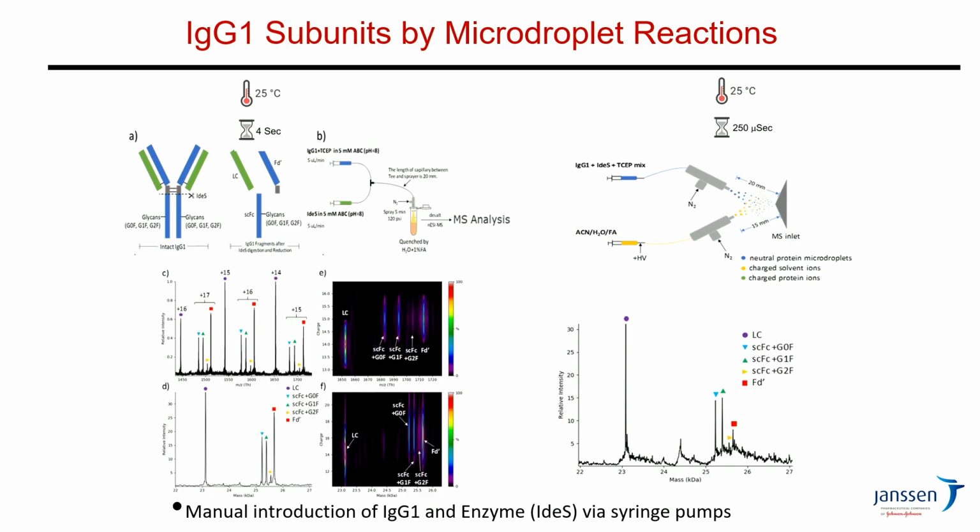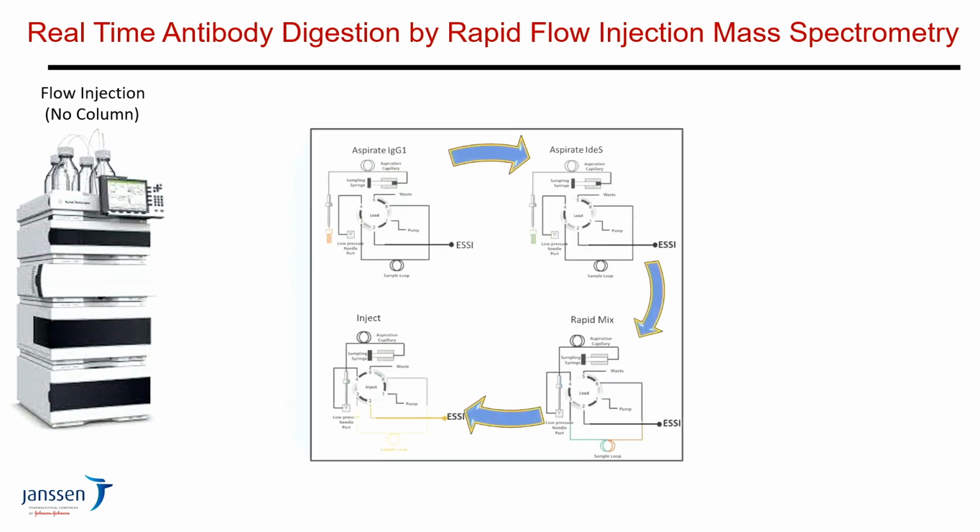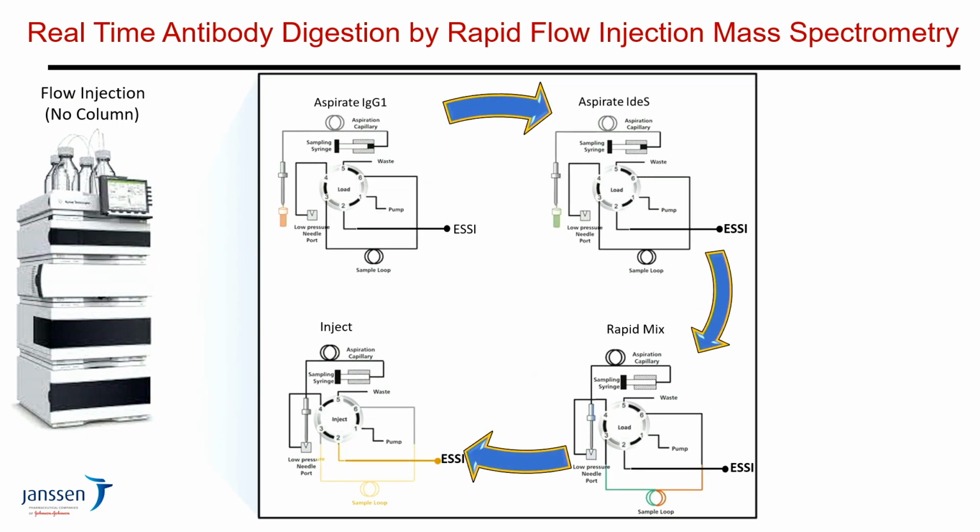The biggest drawback to both these methods that have been published is that we're introducing the sample using syringe pumps. And this is not quite amenable to high throughput analysis in a pharmaceutical setting. So this is all new work which has not been published, is that we've used this methodology and introduced the samples using an Agilent autosampler, where we are using autosampler injector programming to pick the enzyme and pick the IgG, mix them in the loop, and introduce into the mass spectrometer.